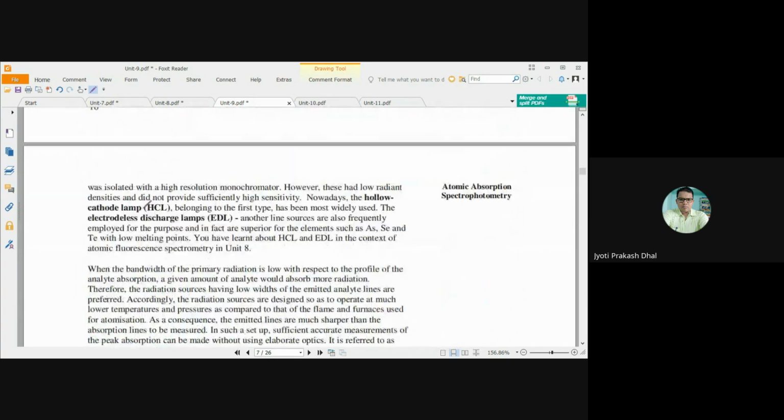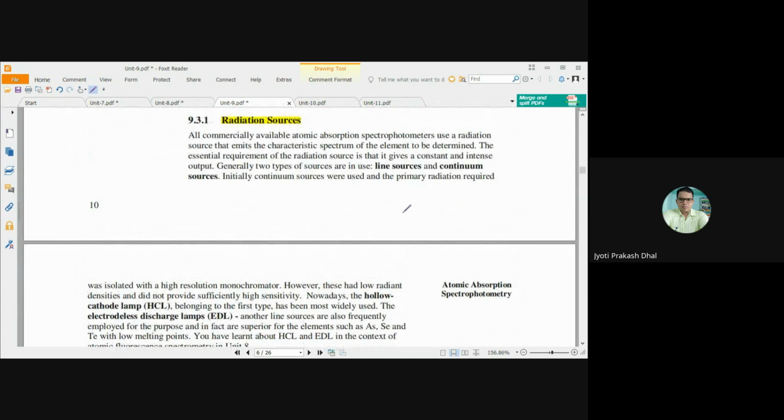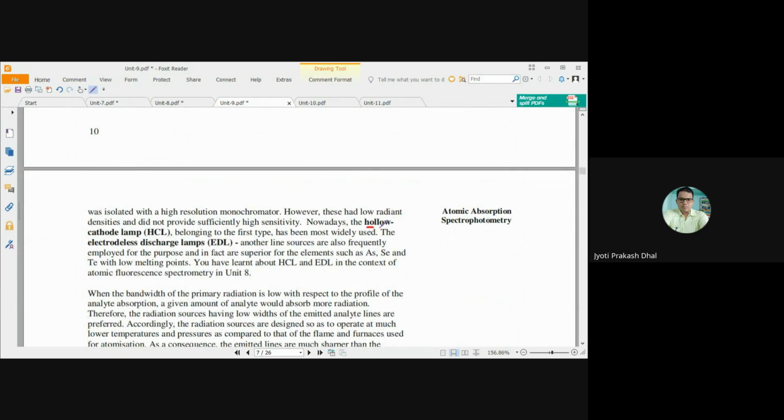And here this is the radiation source. Similar types of radiation sources are available: the hollow cathode lamp, belonging to the first type and the most widely used, and the next one is the electrodeless discharge lamp, EDL.